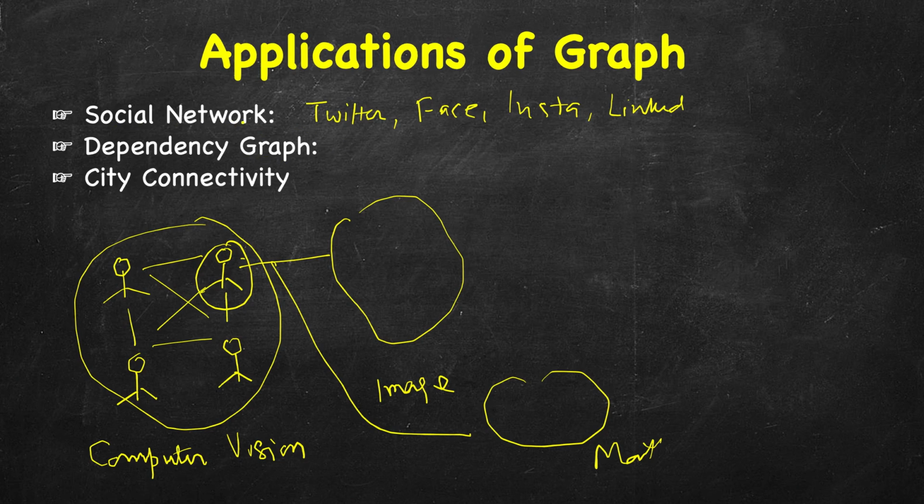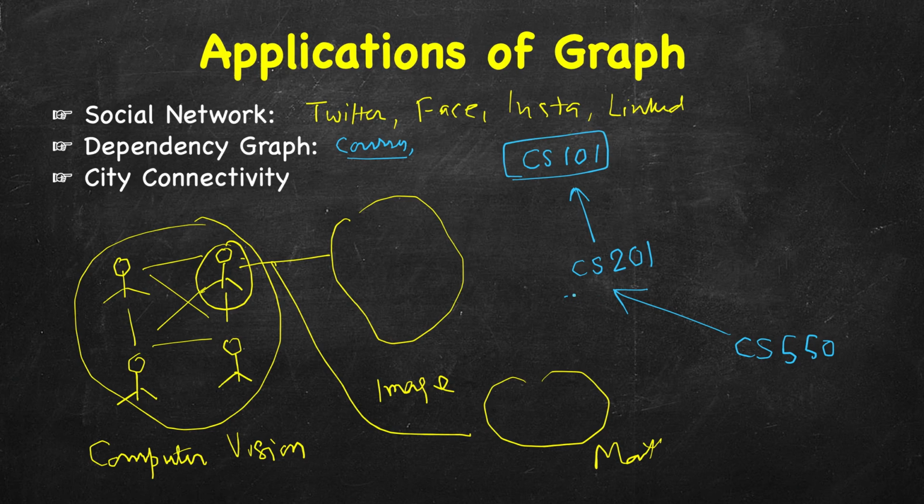Then we can think of dependency graphs. So let's say a simple example can be dependency of courses. You must have done some courses in college, or you are still doing. There you straight away cannot take a course which is in 4th year. First you have to complete the courses of 1st year. So maybe you need to do CS 101 before you can do CS 201, or maybe later you do CS 550. I am writing some imaginary course names.